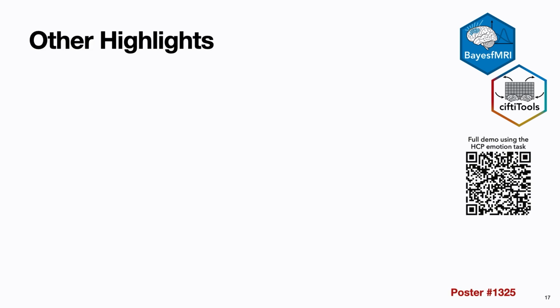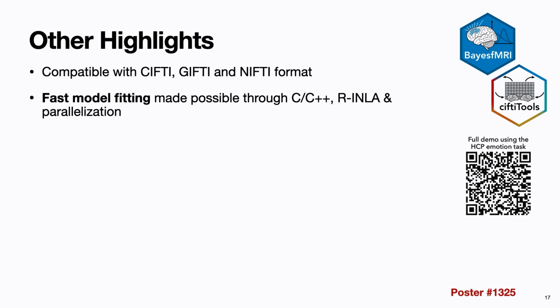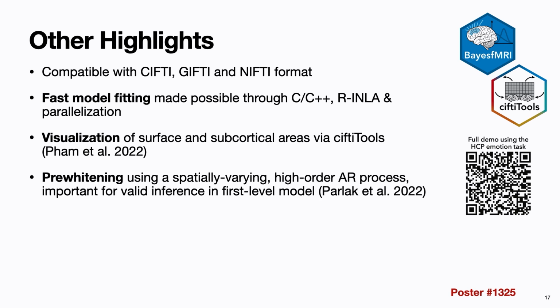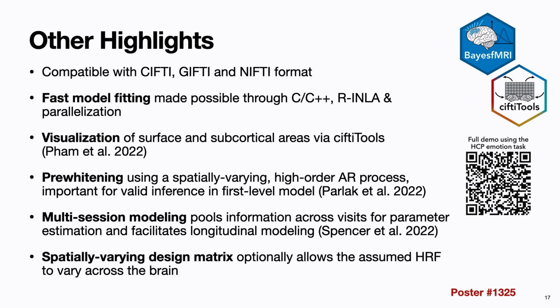There are a few other highlights of the package that I'd like to briefly mention. The functions are compatible with CIFTI data as well as GIFTI and NIfTI. The model fitting is very fast through C and C++, R's NLA, and parallelization. We can easily do visualizations via the ciftiTools package. Pre-whitening is done in a spatially varying way in order to produce valid inference in first-level analysis. And I also want to mention a new feature, which is a spatially varying design matrix to allow the assumed HRF to vary across the brain.